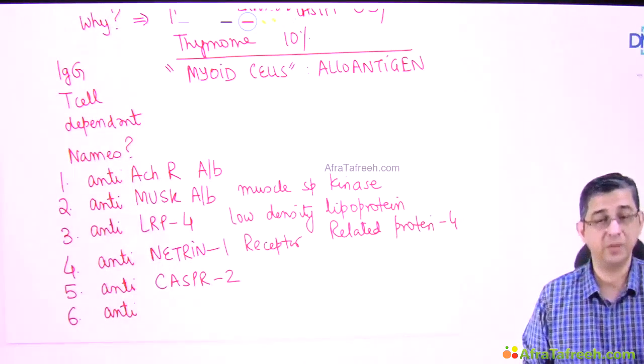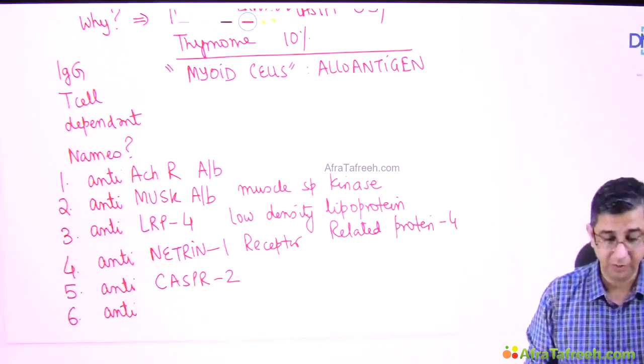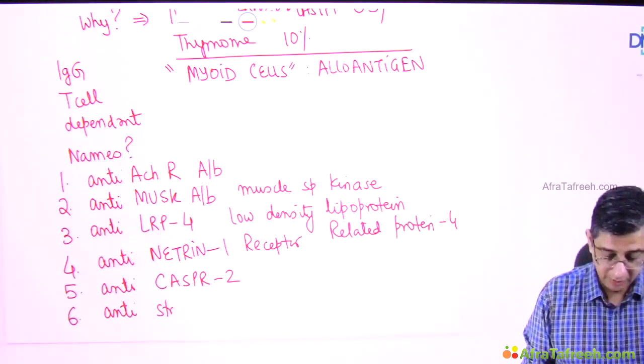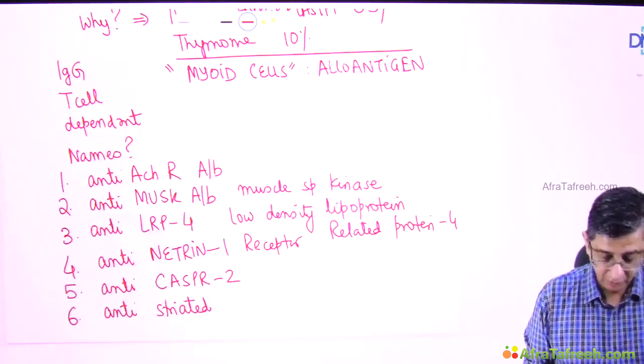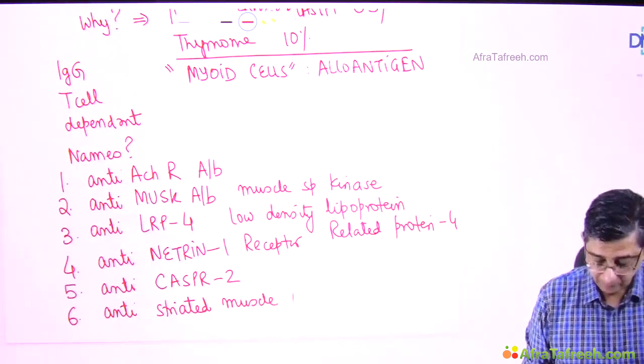Titin is also called the muscle spring. It's the largest muscle protein. The molecular weight of that is fairly big. It's even bigger, molecular weight wise, as compared to dystrophin. So the antibody is called antibody against titin, or is technically called anti-striated muscle antibody.